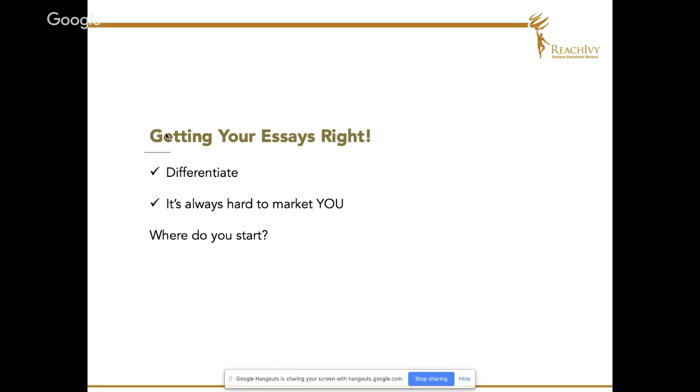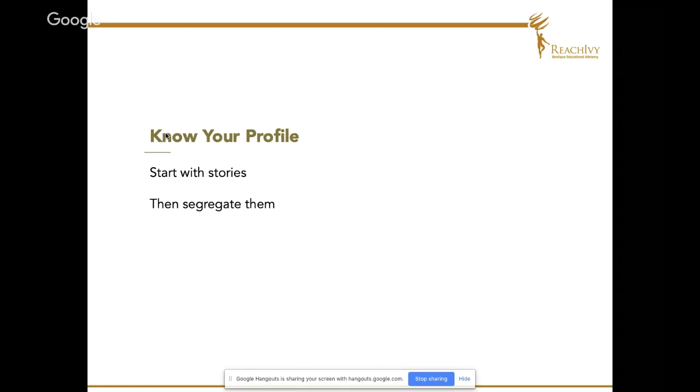So without further ado, let's go into the next few slides and try and decode the secrets to getting your essays right. Getting your essay right is more than simply answering the question. It's about differentiating yourself from the rest of the world applying for your seat at the table. Even people from marketing backgrounds like me often find it hard to market themselves in an application. So the natural question then becomes, where do you start?